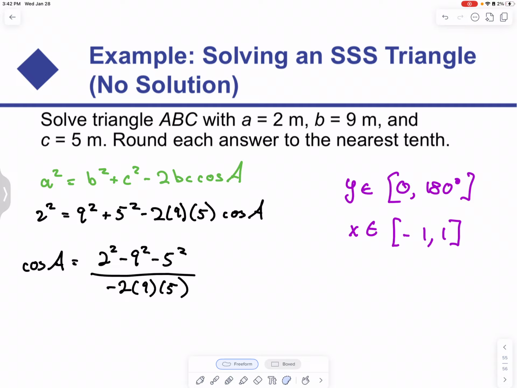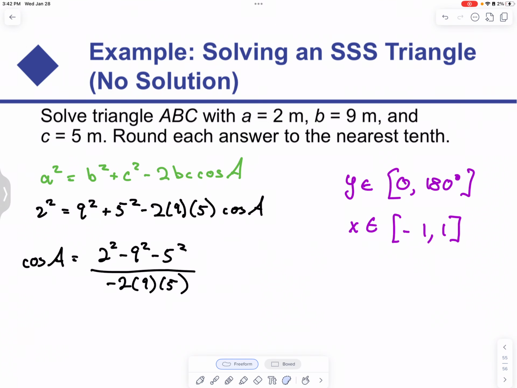So I want to say if the cosine of A is larger than 1, then no triangle, right? No solution. That should be the case. Let's see if that works, right here.